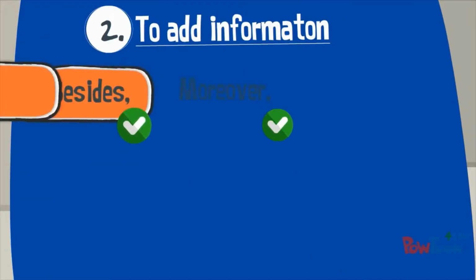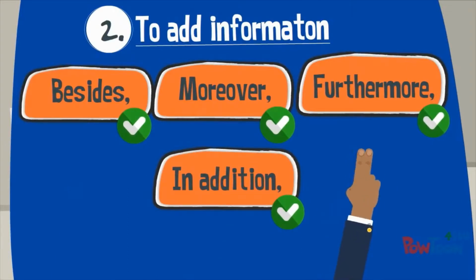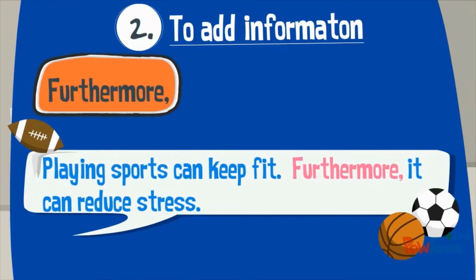For besides, moreover, furthermore, and in addition, we usually put them at the beginning of the second sentence. For example, playing sports can keep you fit. Furthermore, it can reduce stress.